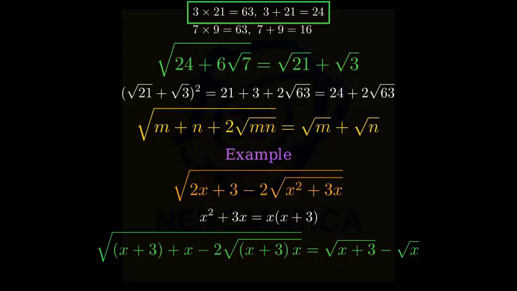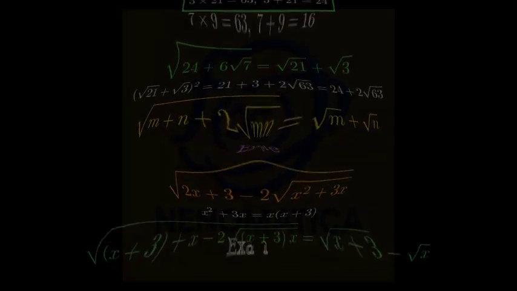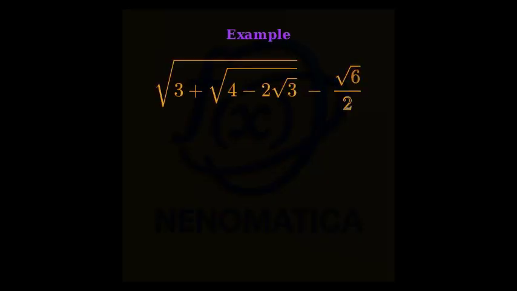The inside now looks like root a minus root b, with a equals x plus 3 and b equals x. That matches the pattern root a minus root b. In this lesson, we will simplify 2 nested radical expressions using an intuitive identity. First, we will display the word example, and right below it, the problem in bold orange math.